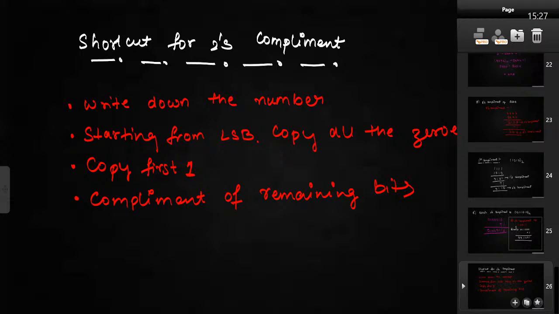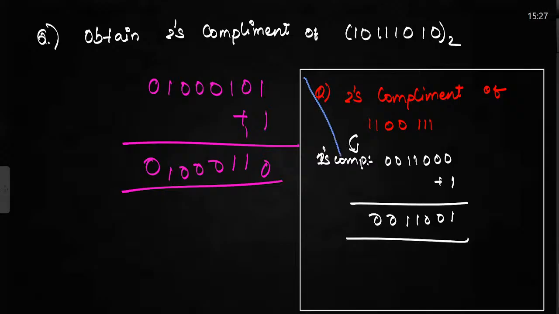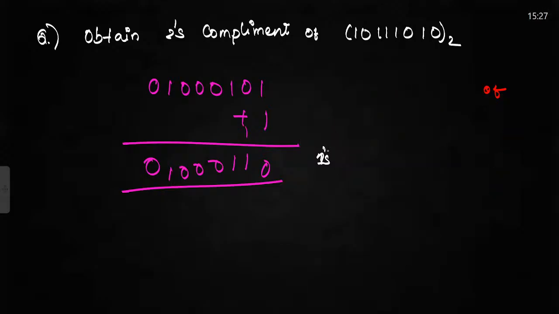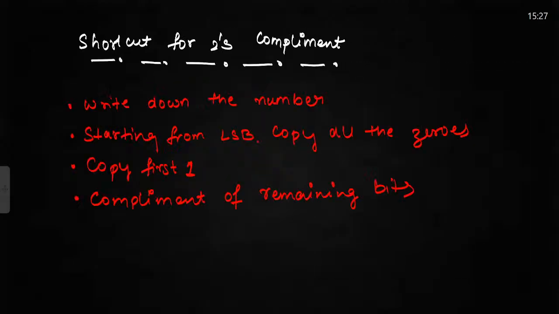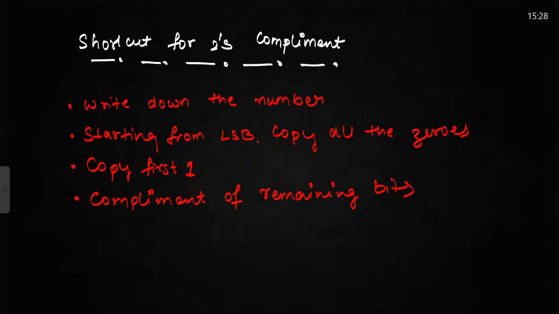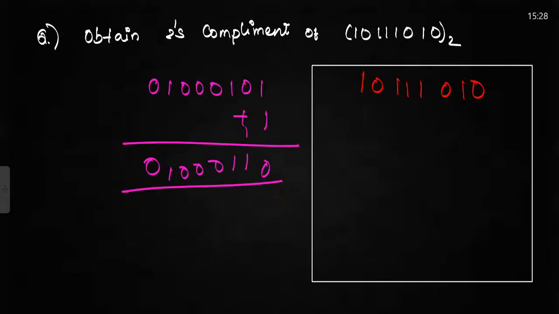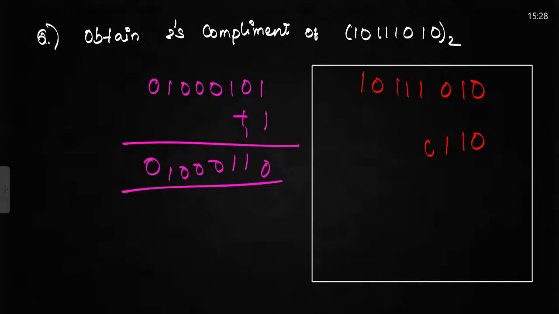So let us say we will solve this one. I will duplicate this part. So let us find it in one line. Here my first step is to write down the number. Now I am writing my number 10111010. Next, starting from the LSB, copy all the zeros. Here there is only one zero at the LSB, and I need to copy the first one. And then I need to complement the remaining bits, and here 01000110. So this is my two's complement.